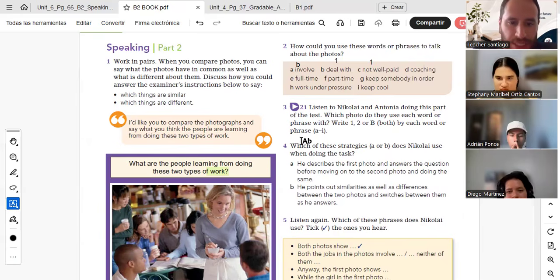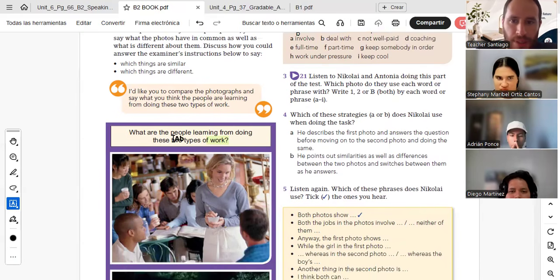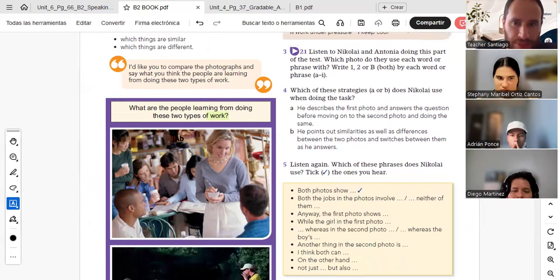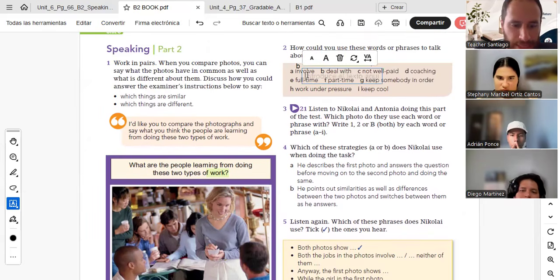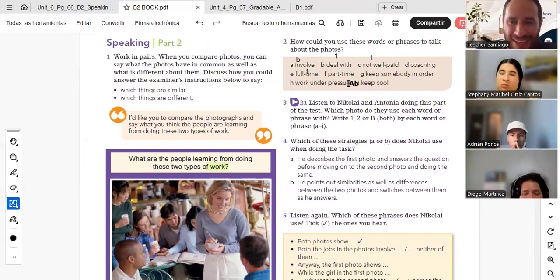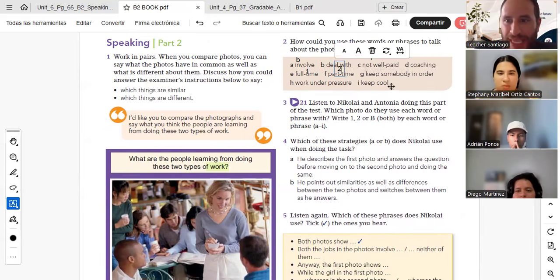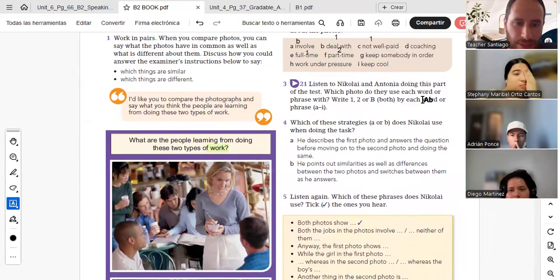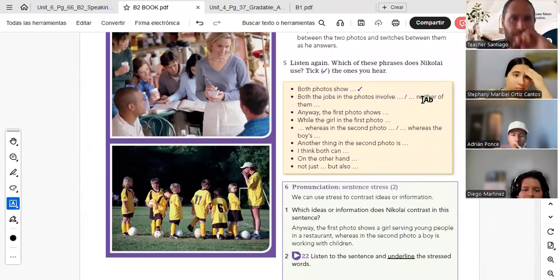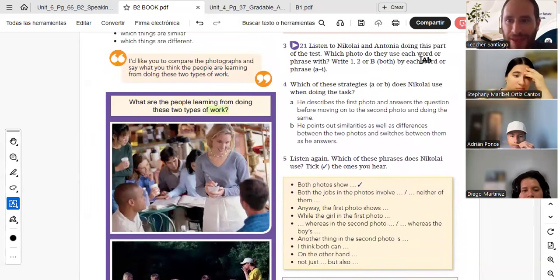So, which image? Full time, the first one. And the second one? I mean, and part time. The second. Thank you. Keep somebody in order. The second. The second. You're right.